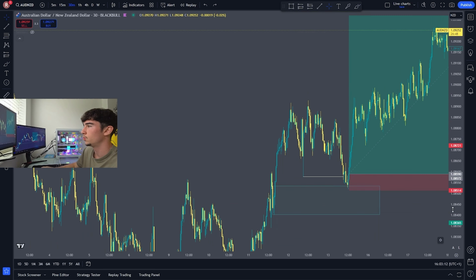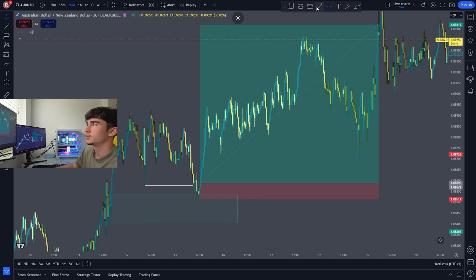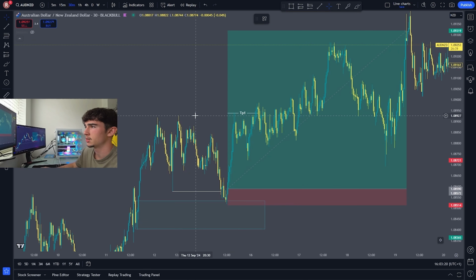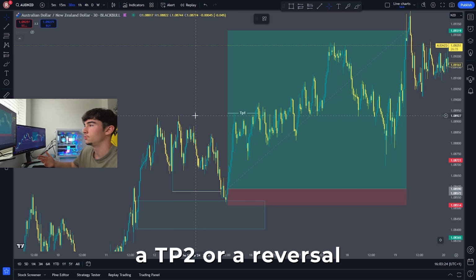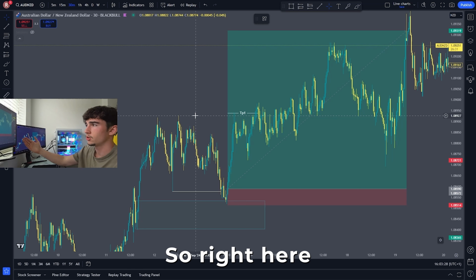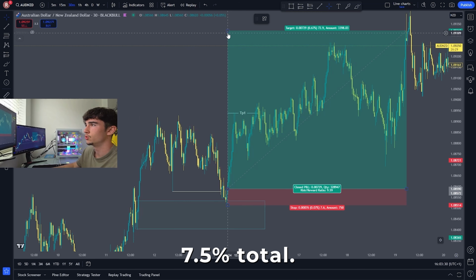So very simple, we targeted the 1 to 10, and our TP1 was at the first high right here, which it always normally is. So TP1 is at the first high, just to lock in some profit. You don't always need a TP2. On a reversal, we're always going to aim for one. So right here, 7.5% total.